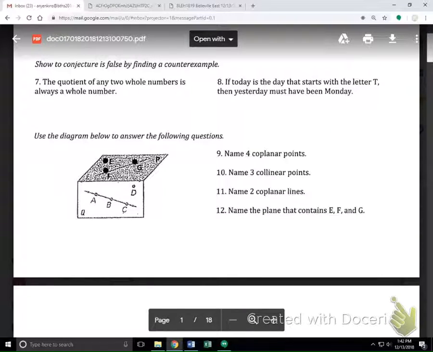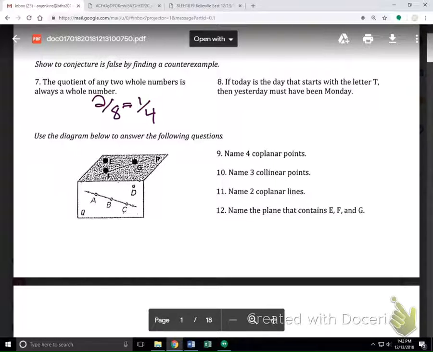So the next one tells you that they are false. It tells you you're false, and now you have to provide a counterexample. So the quotient of 2 whole numbers is always a whole number. So what does it mean to be a quotient? The answer to a... Yep, it's division, right? Quotient's division. So what are some 2 whole numbers? Any 2 whole numbers that you like? 2 and? So 2 divided by 8 is what? 1/4. Is 1/4 a whole number? Nope, that's your counterexample. It's not a whole number. We've already shown that it is wrong.